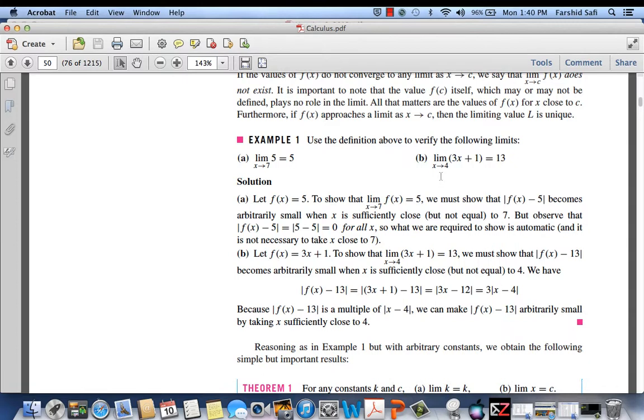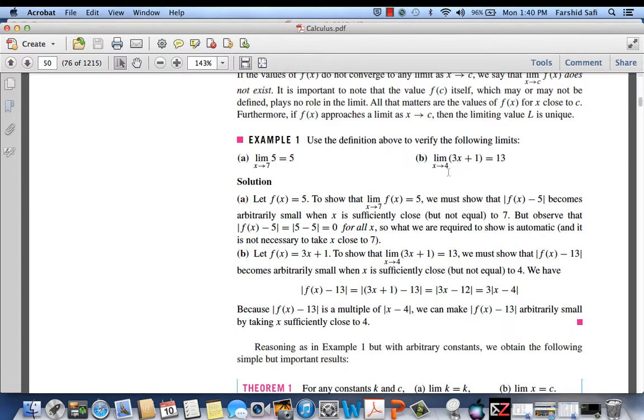Now the second example, part B of example 1: the limit as x approaches 4 of 3x plus 1 equals 13. There are two ways you can take a look at this. You can analyze what happens with the graph, visualizing what 3x plus 1 would look like, and then try to approach 4 from both sides. Others evaluate this numerically, trying values very close to 4 and inputting them for x.